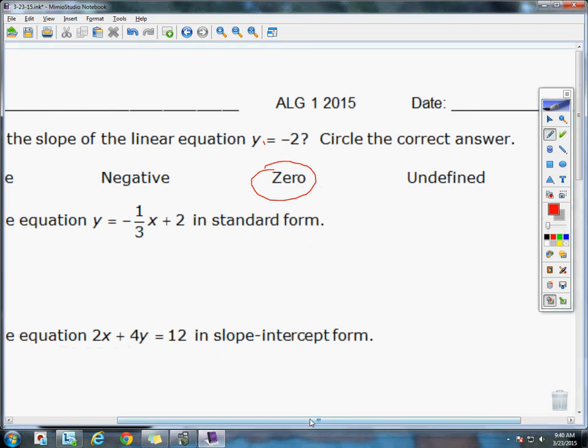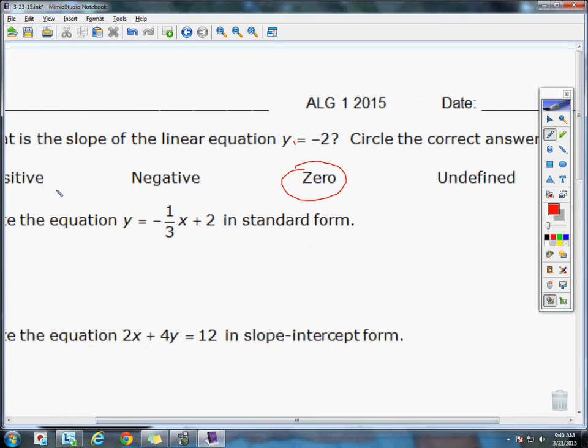Just to refresh your memory, positive is going to go up. It's going to look like this on a graph. Negative would go down. Zero goes straight across. Undefined goes straight up and down. Undefined would be x equals some number. So 0 is always y equals some number. Undefined will be x equals some number.